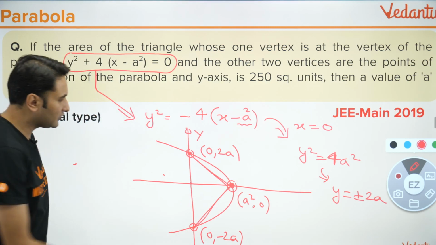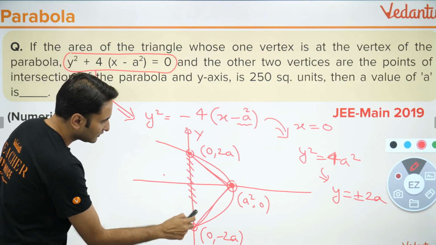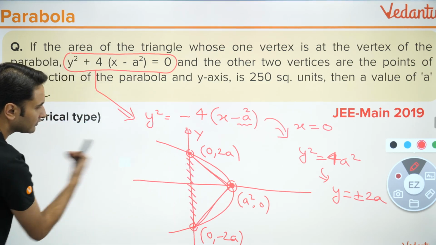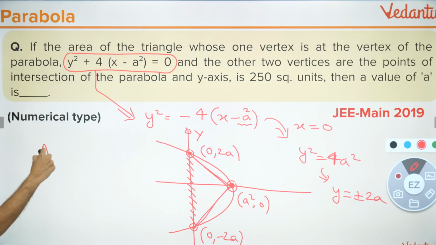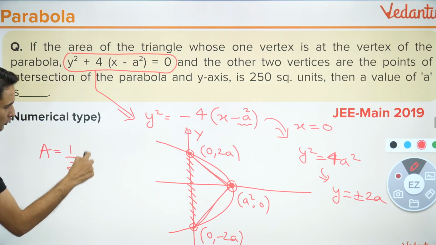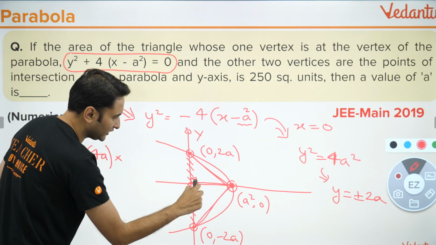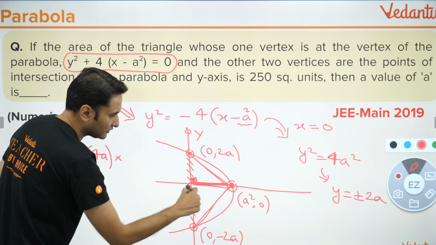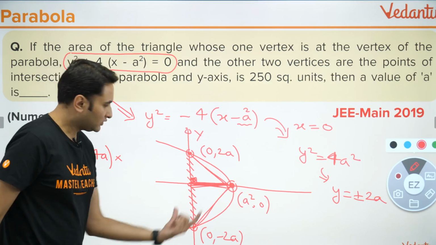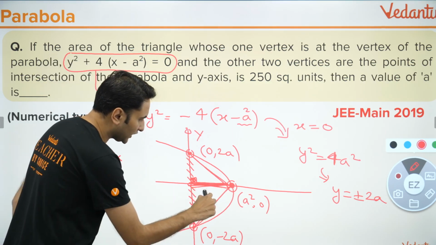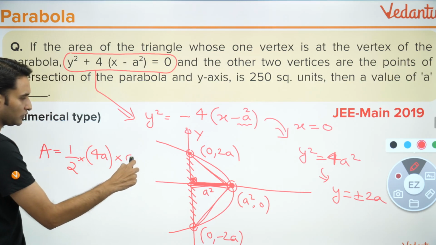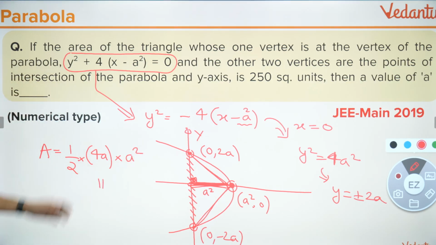Bas, area of triangle, very simple. What is this length? This length is 4a. So कितना हो जाएगा? Area is equal to half into base, that is 4a, into height, because this is 90 degree. So this is like your height or the altitude. So base into altitude, altitude कितना है? A square. So into a square is equal to कितना आ रहा है?